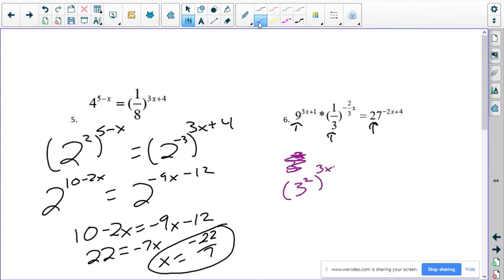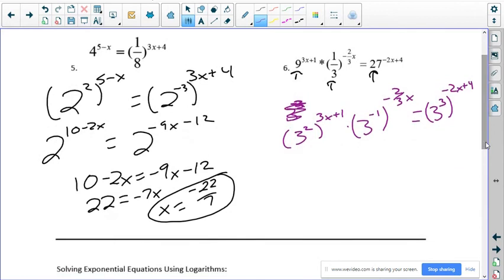to the 3x plus 1, times 3 to the negative first, which is 1/3, to the negative 2/3 x, equals 3 to the third, or 27, to the negative 2x plus 4. Power to a power, we can multiply the exponents. We have 3 to the 6x plus 2 times 3 to the 2/3 x equals 3 to the negative 6x plus 12.